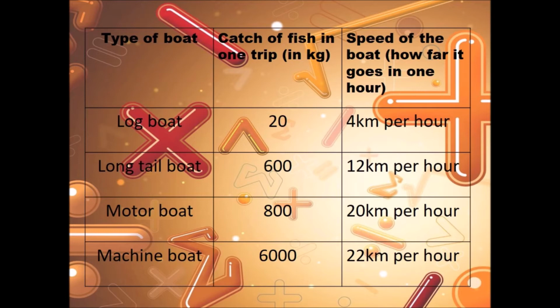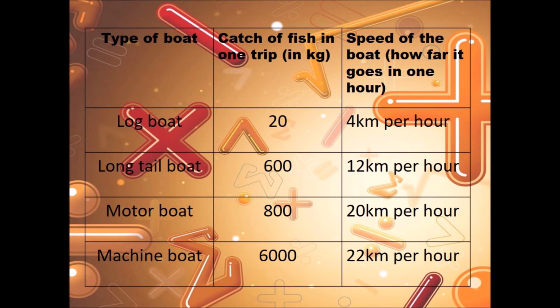Motor boat can catch how much kg, children? Yes, 800 kg of fish in one trip. Machine boat can catch how much kg? Yes, 6000 kg in one trip.